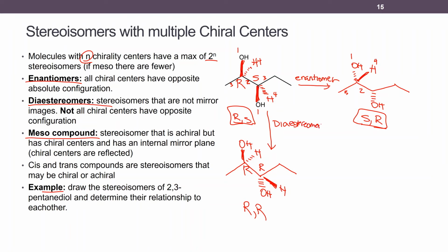A molecule may have many diastereomers, but only one enantiomer.